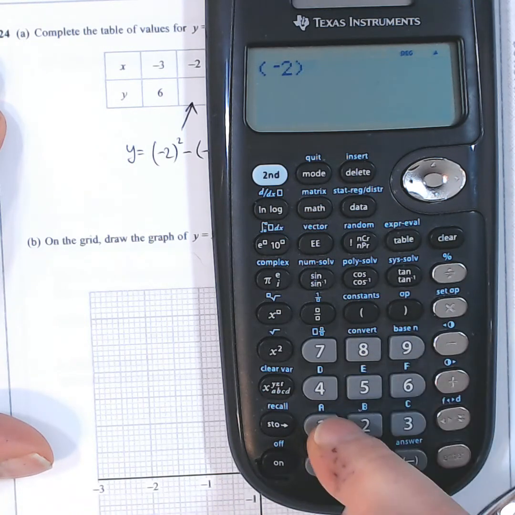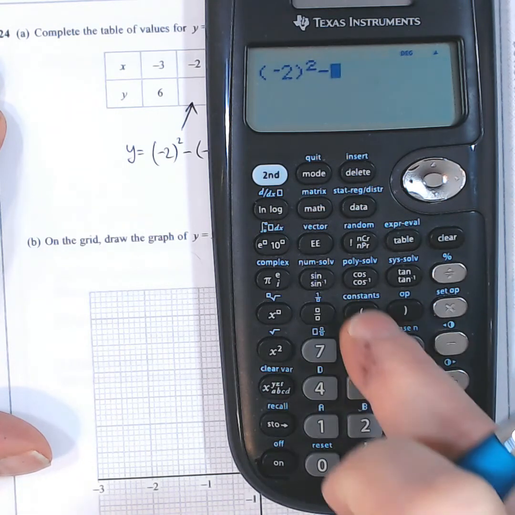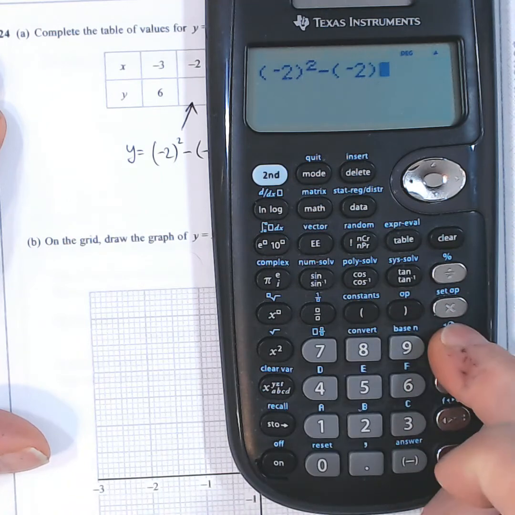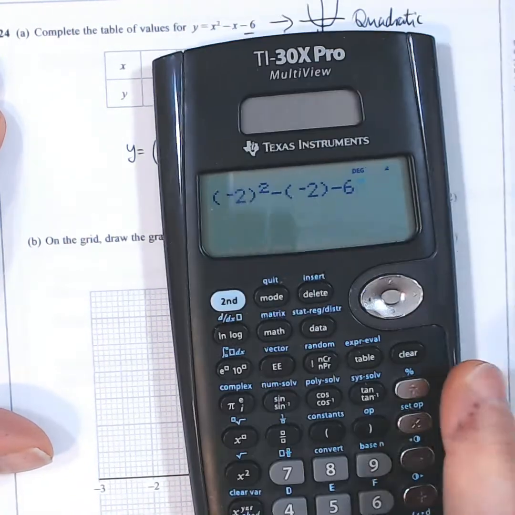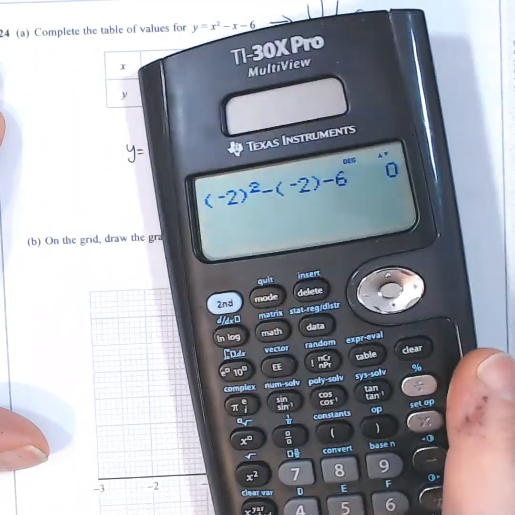Close the bracket. We're squaring. Then taking away another bracket, put in our negative value. Close the bracket, and then we're taking away 6. Okay, so that's what your calculator should look like. And then you press enter, and it'll tell you the answer is 0.